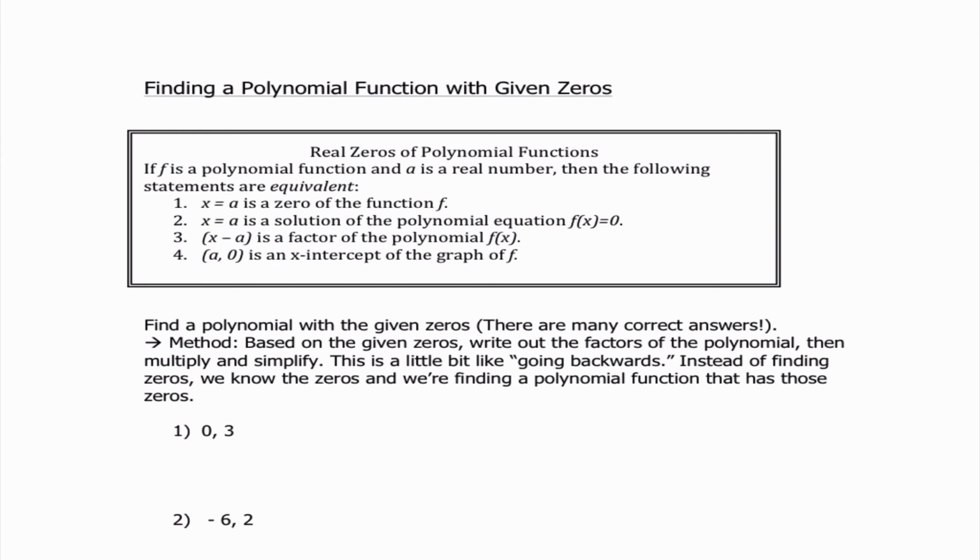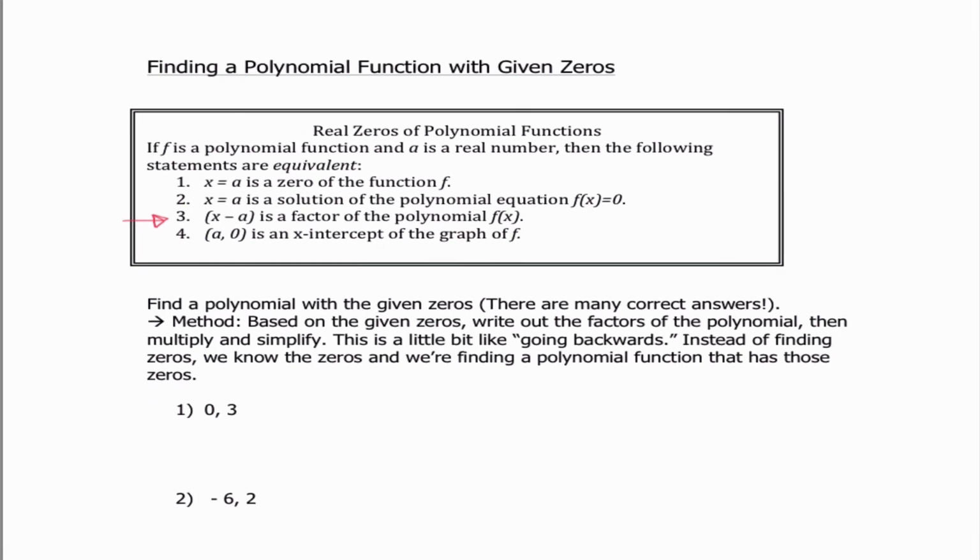Okay, so the final thing of this lecture, we are going to find a polynomial given the zero. So this is really kind of the opposite thing that we're doing. If f is a polynomial function and a is a real number, the following statements are equivalent. x equals a is a zero of the function f. That means that x equals a is the solution of this function because our output would be 0. x minus a is a factor of the polynomial, and (a, 0) is an x-intercept of the graph of f. That's stuff that we've talked about, but the key thing I want to point out here is number 3: x minus a is a factor.